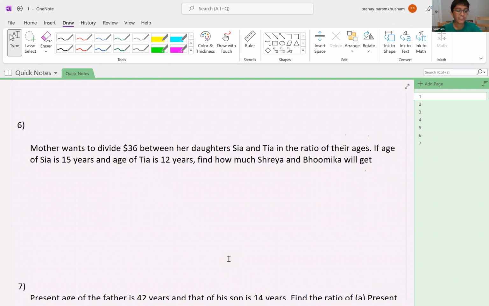A mom wants to divide $32 between her daughters Sia and Kia in the ratio of their ages. If the age of Sia is 15 years and the age of Kia is 12 years, find how much Shreya and Bhumika will get.